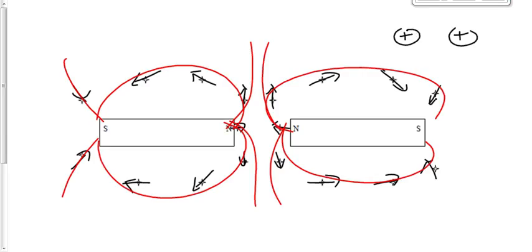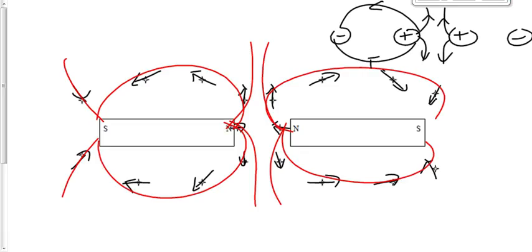We have a positive and a positive. The field lines would go like this. Looks like the magnetic field between the north and the north. We put a negative and a negative over here, we would find that the field lines start going like this. And once again, the electric field, although it's a different field than the magnetic field, looks remarkably like the magnetic field. So don't get it mixed up.